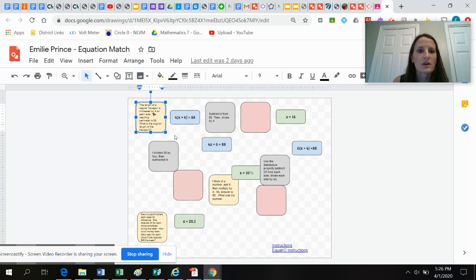There's our story. The length of a regular hexagon is increased by 4 on each side. Well, I know a hexagon has 6 sides. I'm finding the perimeter. Perimeter is 88. What is the original length of the hexagon? It says the length was increased by 4 on each side. So if the length was x and it was increased by 4, so x plus 4, and there's six sides to a hexagon, that means I have 6 groups of x plus 4 equals 88. That's how I would find the perimeter. So is there an equation that says, oh look, there's one right here. Let me move this one out of the way.